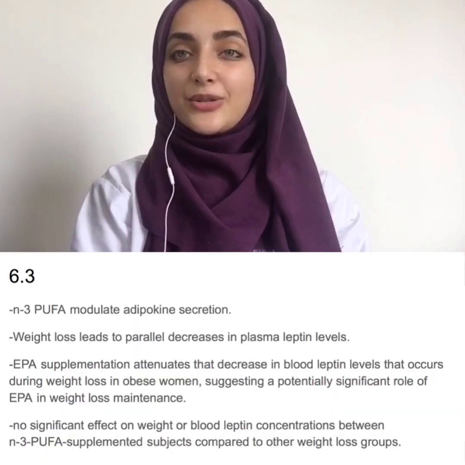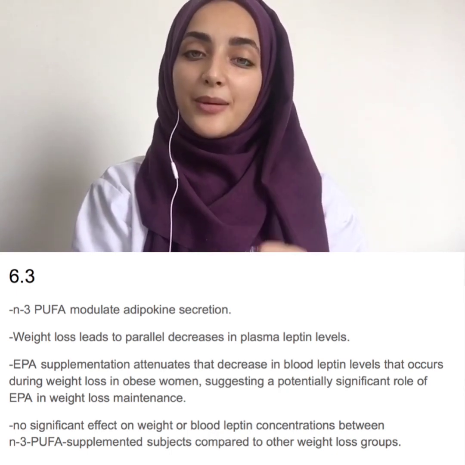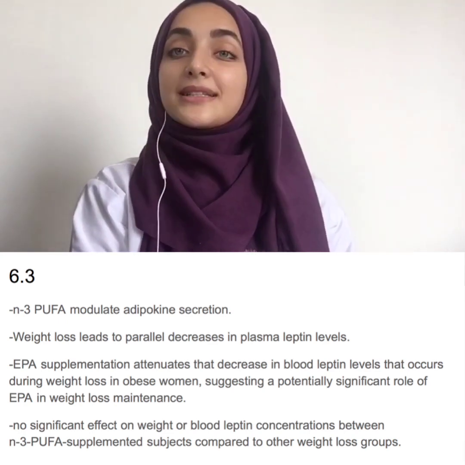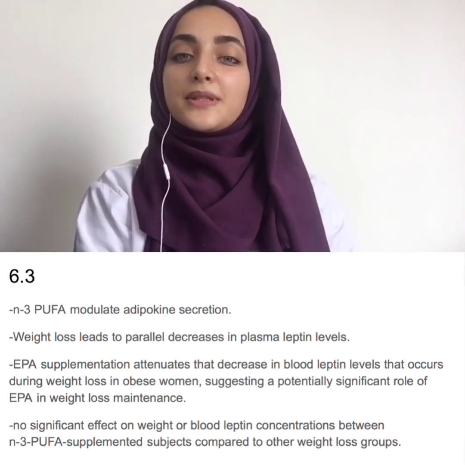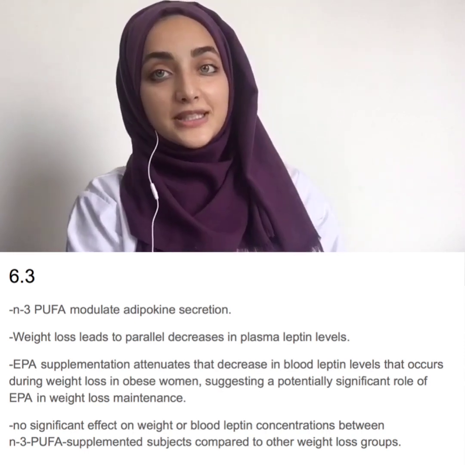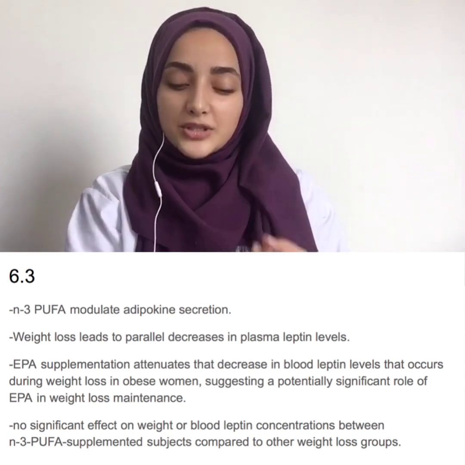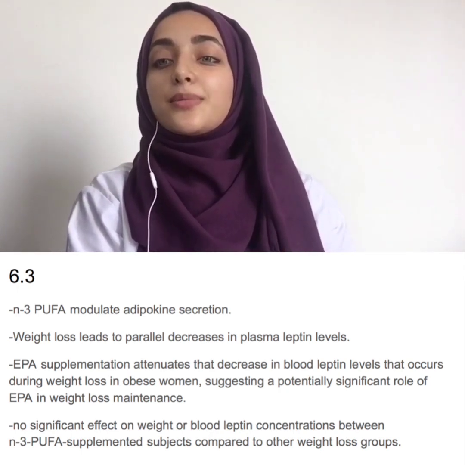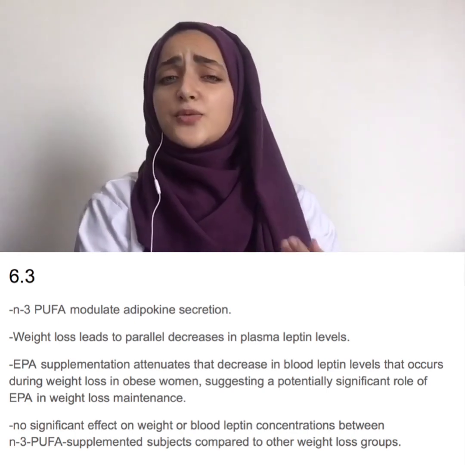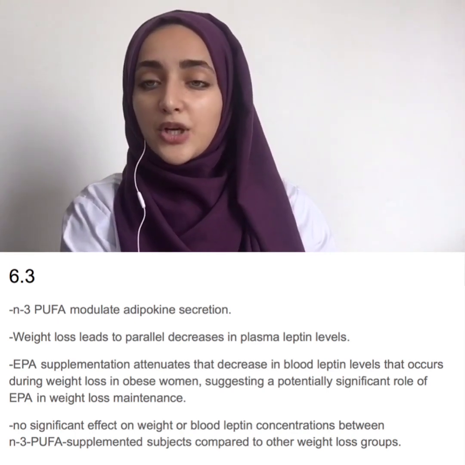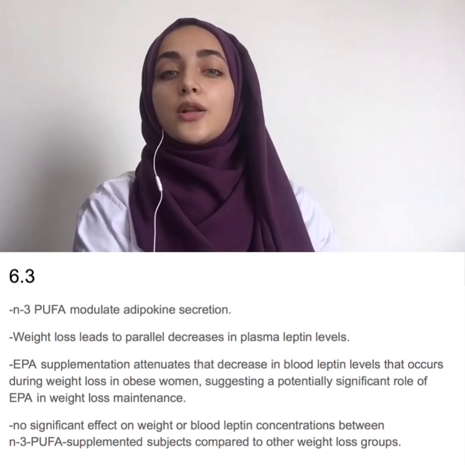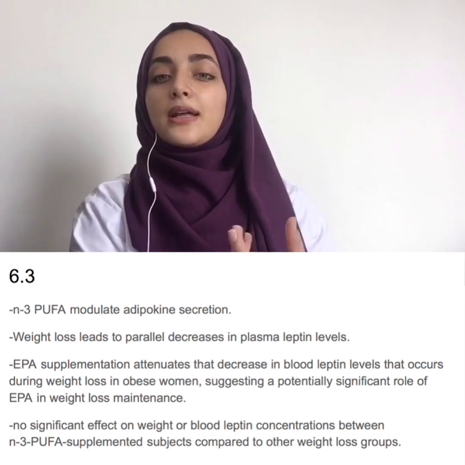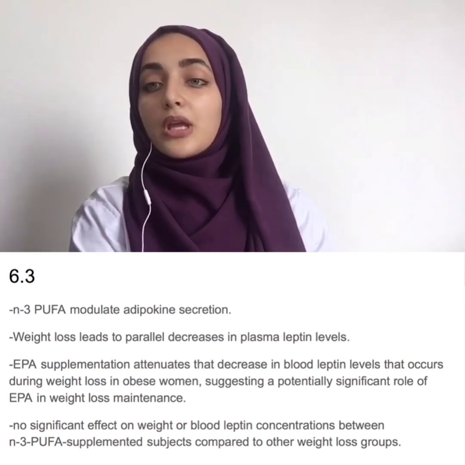I'm taking a Bachelor in Nutrition and I'm going to talk about how PUFAs modulate adipokine secretion. Obese individuals have high plasma leptin levels suggestive of leptin resistance. Conversely, weight loss leads to parallel decreases in plasma leptin levels, and this weight-loss-associated decrease in leptin could contribute to hunger and lower metabolic rate and ultimately lead to weight regain.